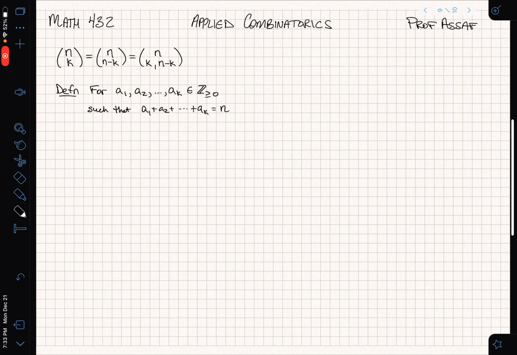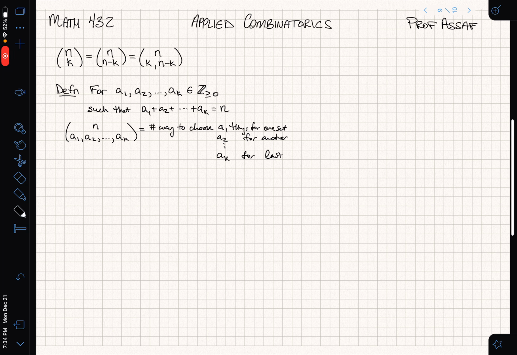Then I'm going to define a symbol, which is n choose a1, a2, ..., ak, and this is simply going to be, it's kind of the same thing. I'm going to choose sets, but now I don't just get two sets that are complementary to one another, I get k sets. So this is the number of ways to choose a1 things for one set, a2 for another, all the way up until you have ak for the last.